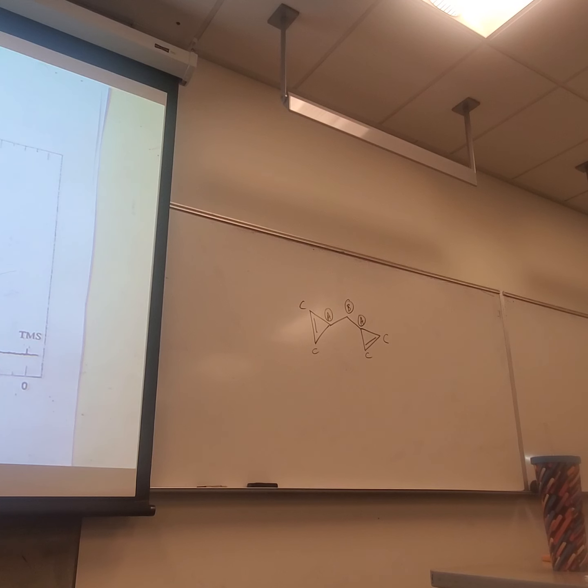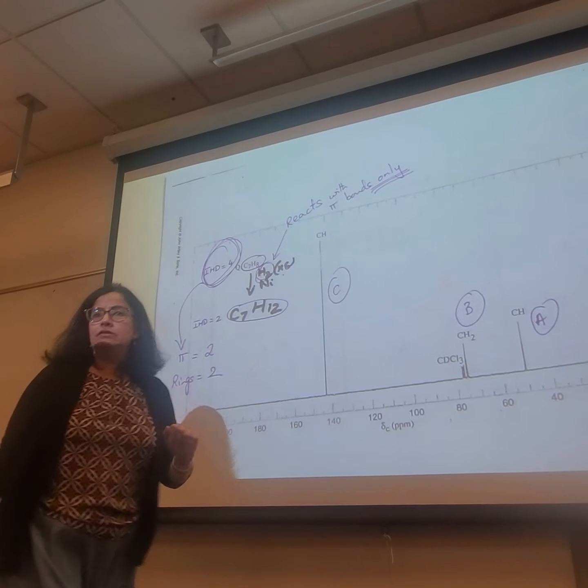There is actually one other possible structure. This is correct. Absolutely, it fits the spectrum. It also fits the data, because if IHD is 4, 2 rings, 2 pi bonds, but then 2 of the pi bonds disappear, so IHD goes from 4 to 2. Perfect, it fits.